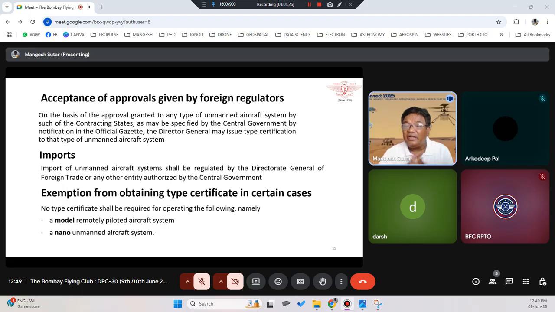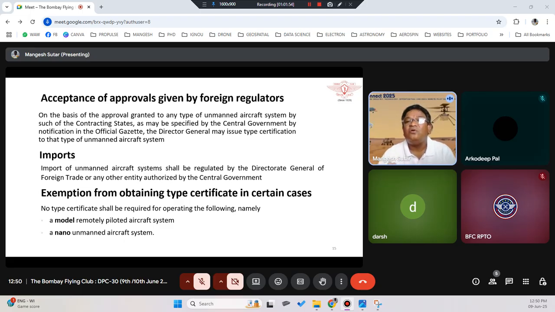Import of any kind of drone is regulated by the Director General of Foreign Trade, DGFT. Import of drones like DJI drones is completely banned. The Director General of Foreign Trade will not give you approval to bring any DJI drones into India. Whatever DJI drones we are getting are all illegal buys, being smuggled into the country.